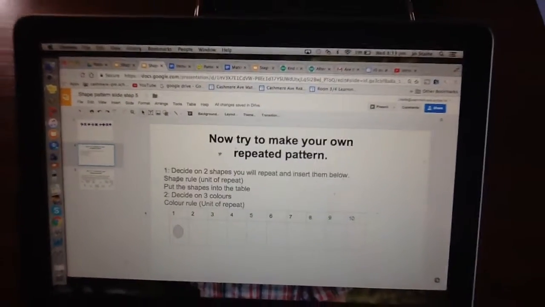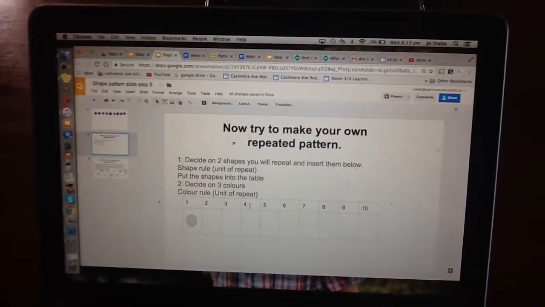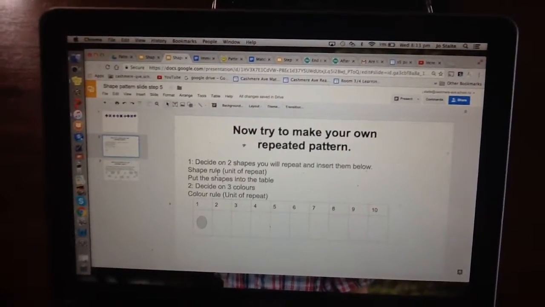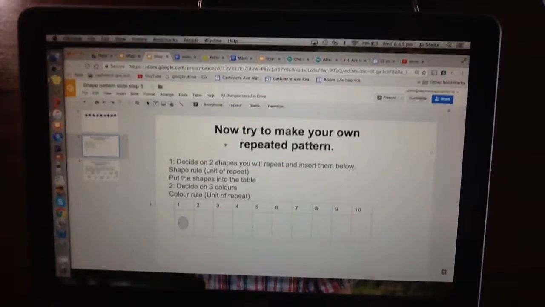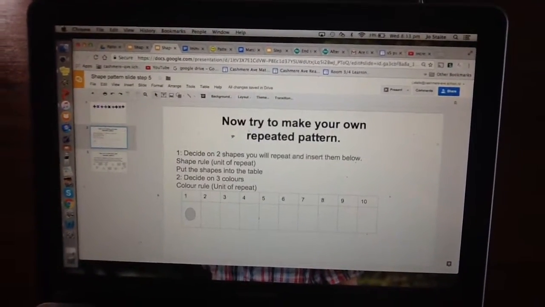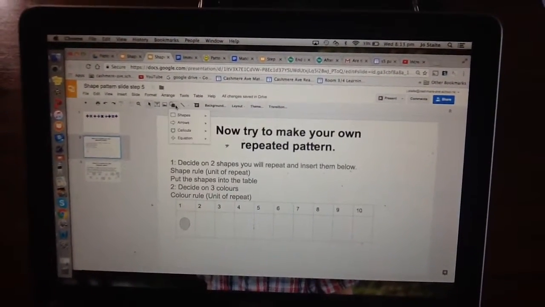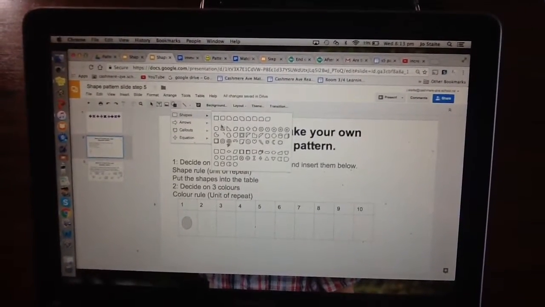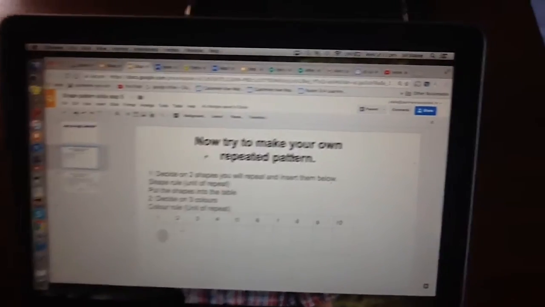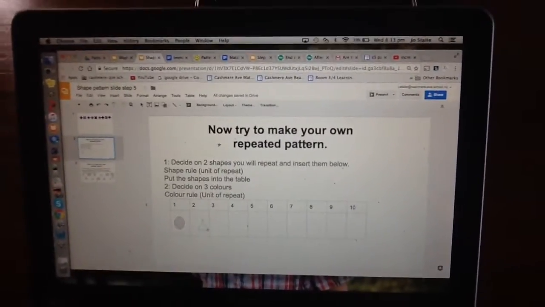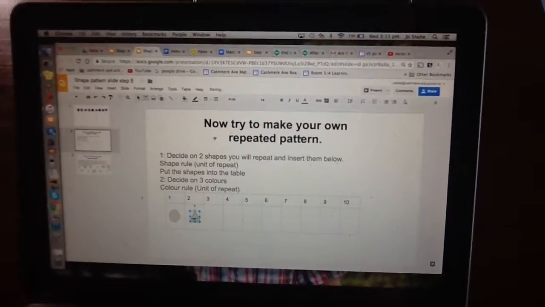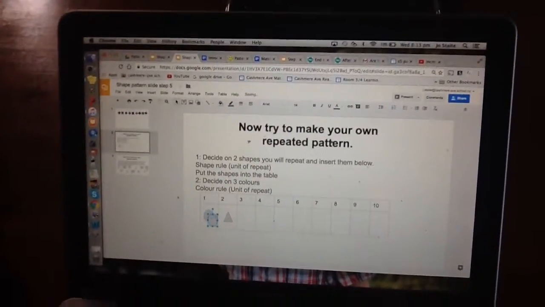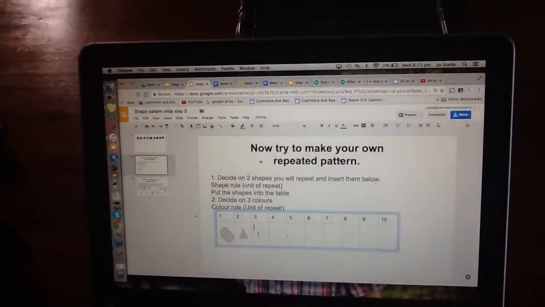Let's have a look here. This time I'm going to create my own pattern, and it gives me some guidance here. I have to decide on two shapes that you will repeat. So I've got a circle. I'm going to grab a shape. I'm going to grab a triangle, and I'm going to put it in here. Okay, and then I'm going to repeat that pattern, two shapes, and I repeat it. So I'm going to go duplicate, pop it in there, paste.